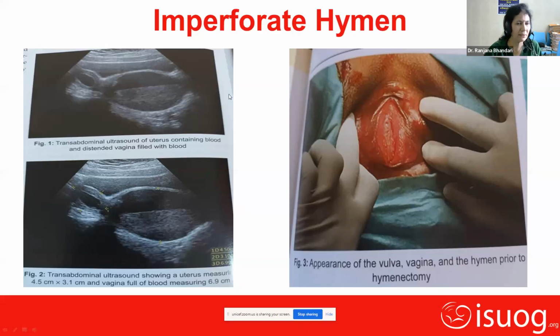In the translabial ultrasound, we will put the gloves over the curvilinear probe and put it in between the two labia. And then we will be able to find out this is the uterus. See, you are seeing the fluid within the uterus. You are seeing the vagina distended with so much of blood particle.